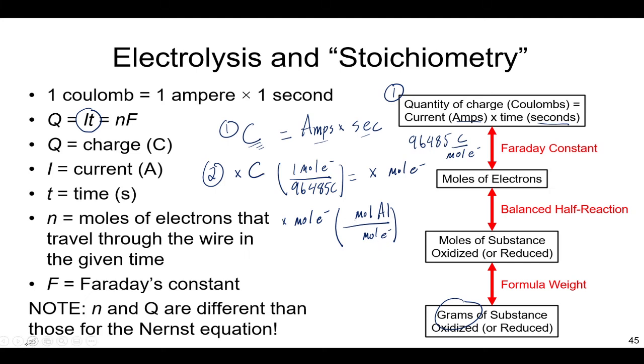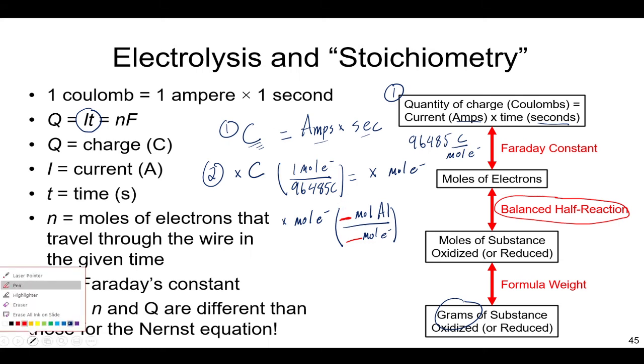This ratio and these numbers, right? Is it 2 moles of electrons to 1 mole of aluminum? Is it 3 to 1? Is it 2 to 3? What is this ratio? This ratio comes from the balanced half reaction. So you have to consider what is the actual redox chemistry happening, set up a half reaction, and then look at that half reaction to understand what the ratio is. We'll see this in examples to follow. Okay, so that's step 3.